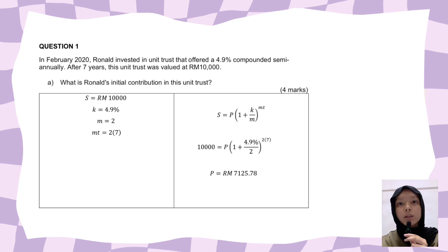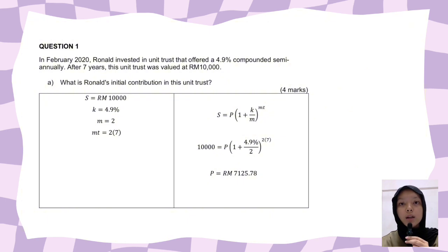Question number 1, asking for Ronald's initial contribution in this unit trust. We use the formula S equals P bracket 1 plus I close bracket power N, where I is K over M, and N is power MT.